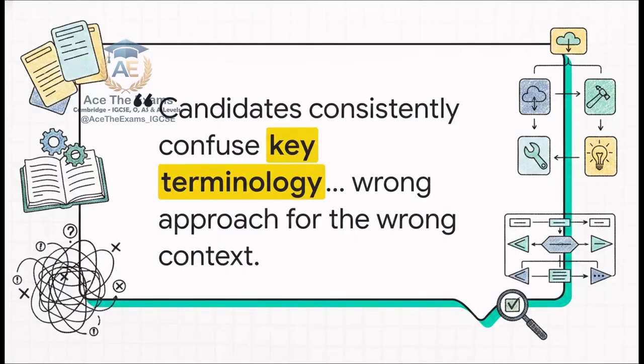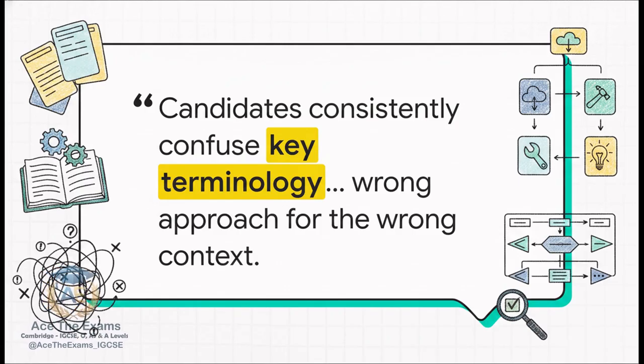So what's actually going on here? It reveals exactly why ordinary revision fails so hard. Students spend hours memorizing terms, reading textbook definitions, making flashcards, but they completely miss the application. This quote is pulled directly from the principal examiner reports. They are explicitly telling us, quote, candidates consistently confuse key terminology and use the wrong approach for the wrong context. Knowing what a validation check is simply isn't enough anymore. You have to know precisely when and how to deploy it within the unique scenario of the exam question.